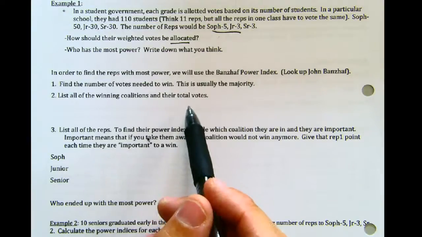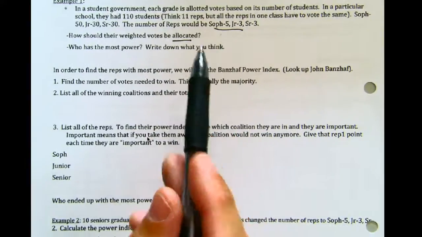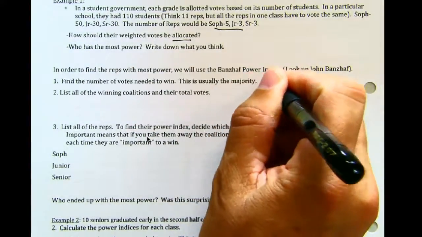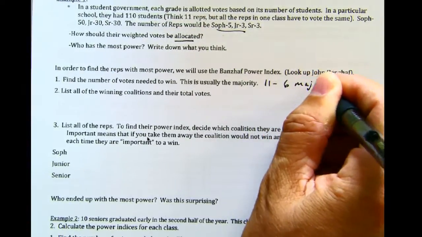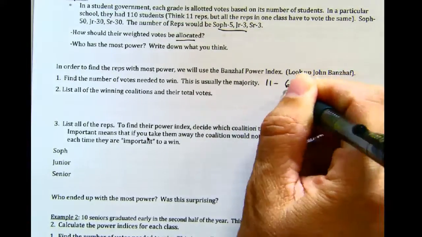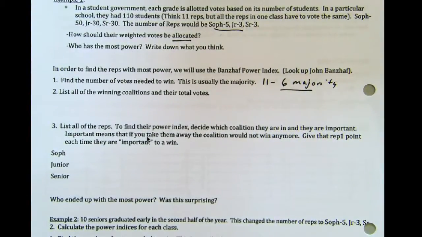So the first thing you do is find out what the majority is. If you look at the total number of votes, it's 11. So 11 means that 6 would be the majority. Sometimes it is just over half. Other times they'll tell you what the majority would be. But in this case, it would be 6.